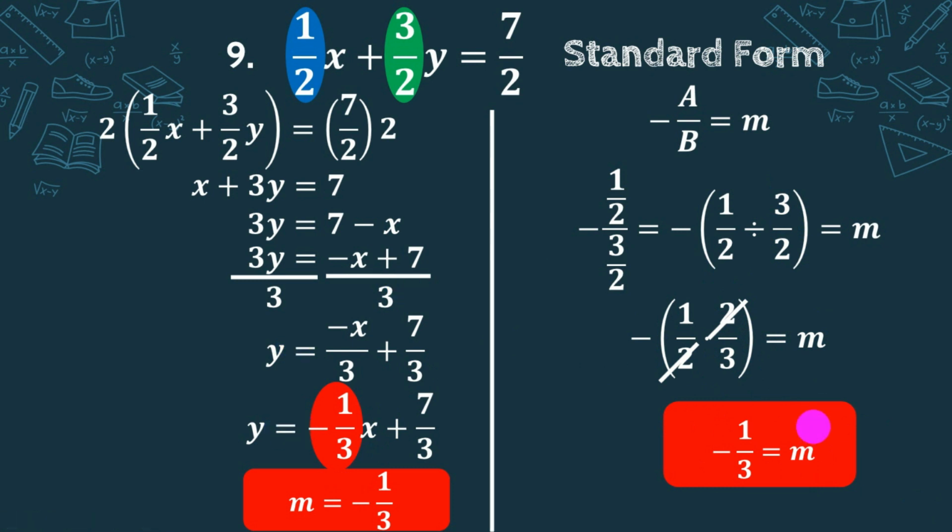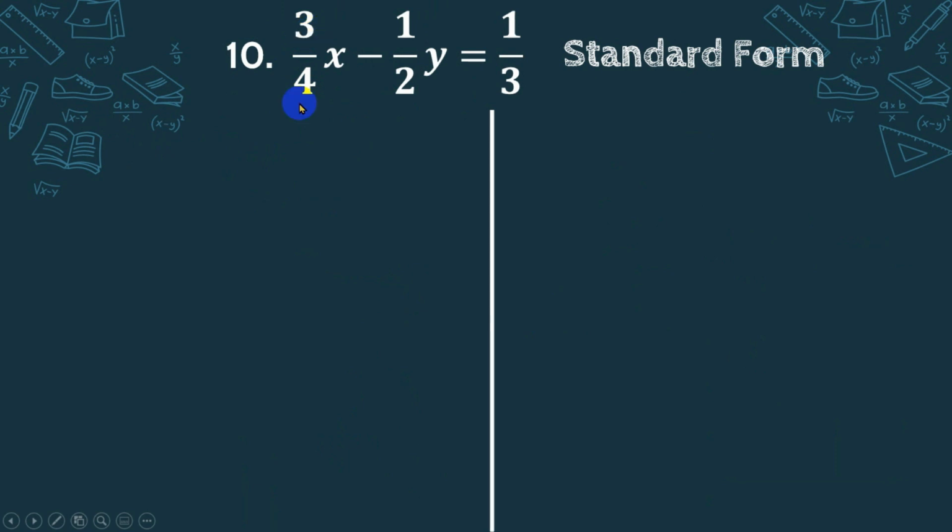Last example na tayo. Example number 10, 3/4 x minus 1/2 y is equals to 1/3. So, again, this is written in standard form and pwede po natin gamitin muna si short method ng pagkuha ng slope in the standard form of the equation.